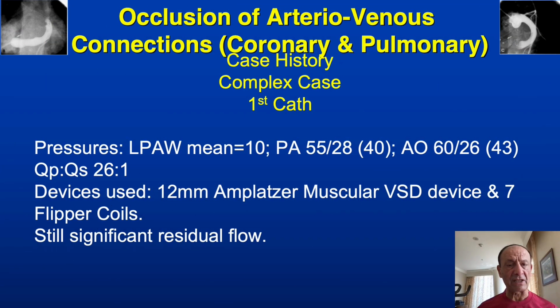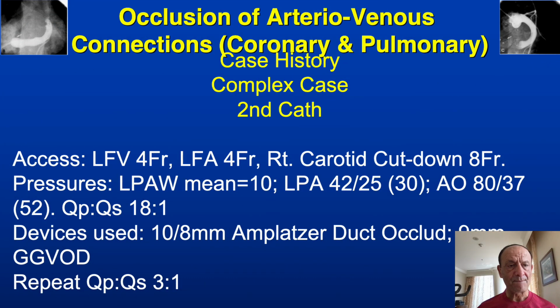So obviously she had systemic PA pressure. The QpQs was infinite. We used the first device, a 12 mm Amplatzer muscular VSD device and 7 flipper coils. There was still significant residual shunt. We brought her here for a second cath.